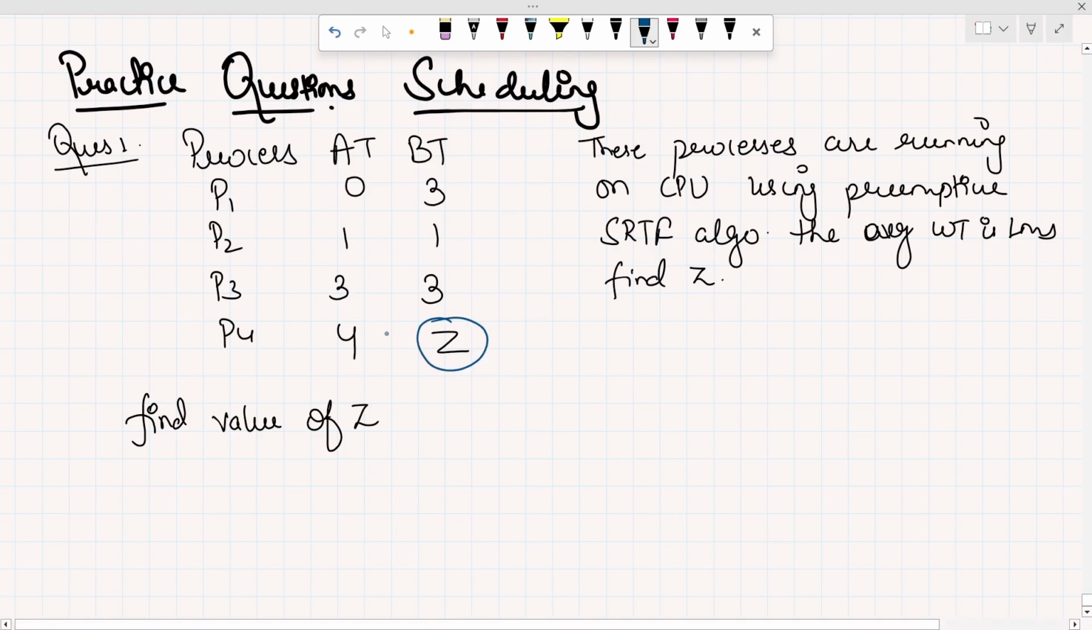We have to find the value of z, but what are the things given? The given is the average waiting time, which is 1 millisecond, and we have to solve this question with the preemptive SRTF scheduling algorithm. SRTF means shortest remaining time first, meaning whoever has the smallest burst time will get the CPU first. And we have to find the value of z.